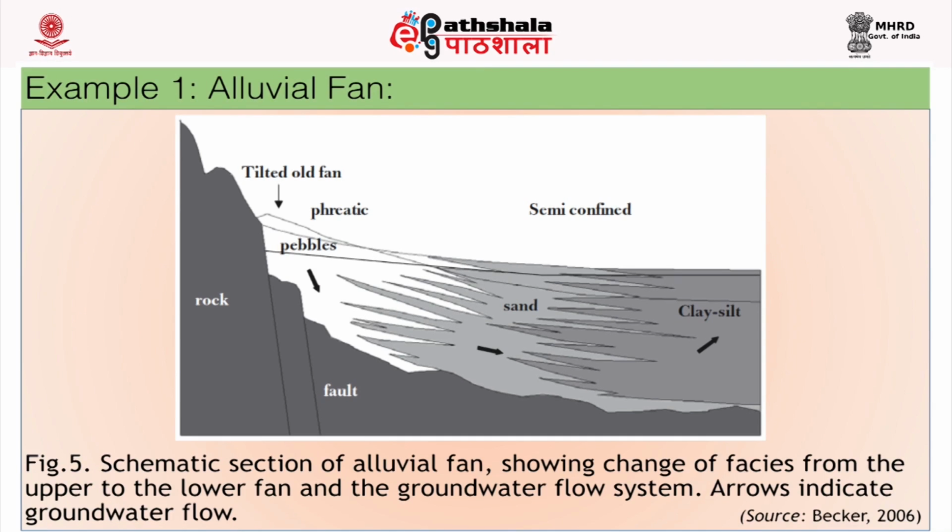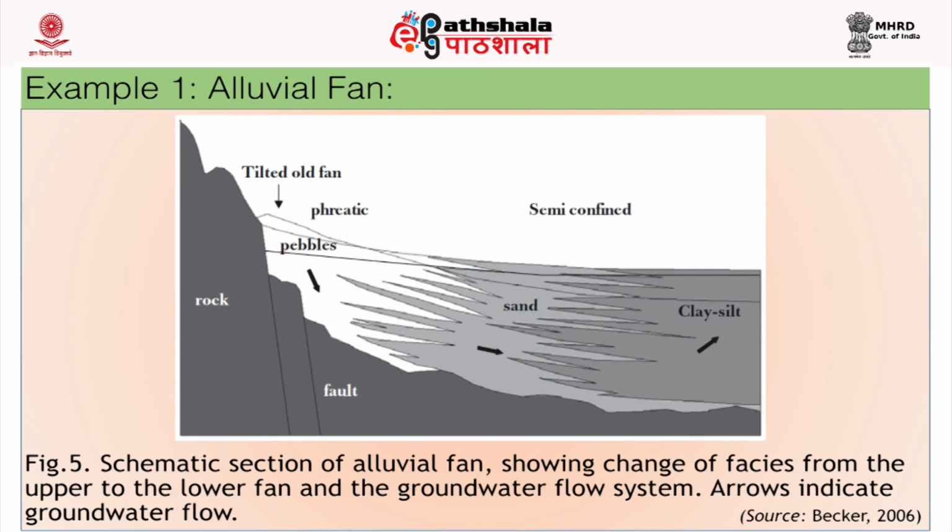If you look at this alluvial fan, here we can see that fans are developed in the mountain front, and here the upper part of the alluvial fan mainly consists of pebbles and coarser grains, the middle part of the fan is mostly sandy and more sorted, and the lower part is clay and silt area. So in the lower part there are more semi-confined zones, and this change of facies from upper to lower part will change the groundwater flow system.